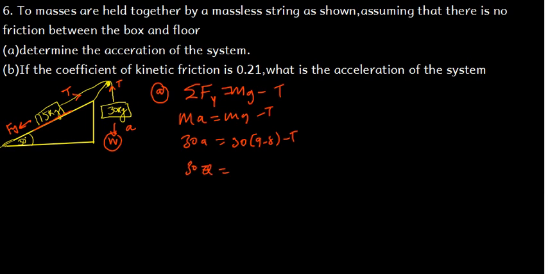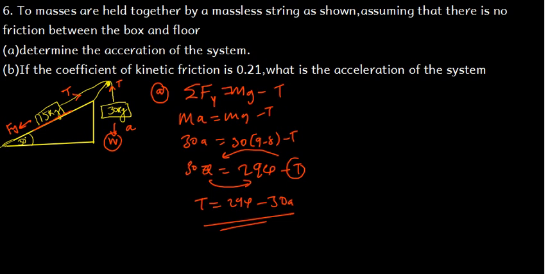So that will give us 30a is equal to, if we multiply 30 by 9.8, what I'm finding is 294 minus T. So let me take this T the other side, so that I bring this side. So that will give me T is equal to 294 minus 30a. This will be our first equation.